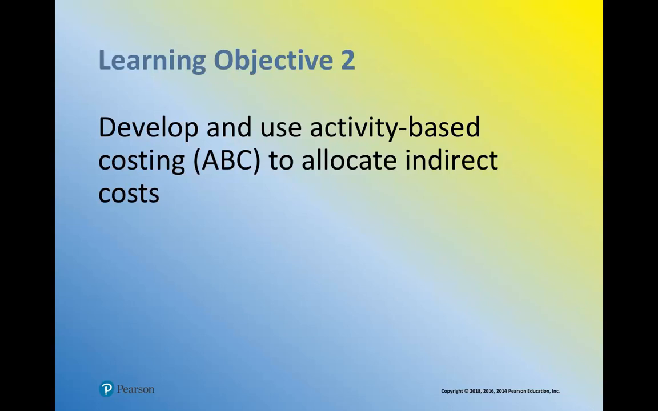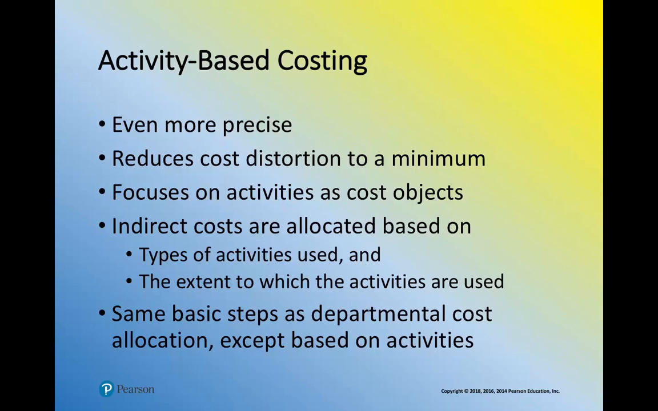All right, so next, that was our departmental. So next we're going to go into activity-based costing. Activity-based costing is basically taking the same concepts of the plant-wide overhead and of the departmental overhead rates, but we're going to make it even more precise. We're going to reduce our cost distortion as low as we possibly can.